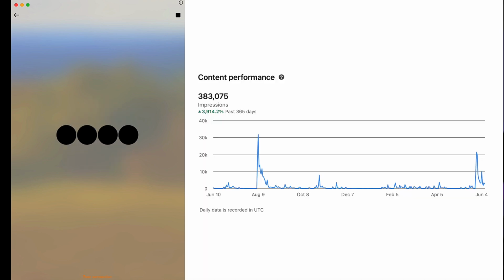Sure. The graph shows a total of 383,075 impressions over the past 365 days, with a significant increase of 3,914.2%. There are notable spikes in activity around early August and early June, indicating periods of high engagement. These spikes suggest successful posts or campaigns during those times. The rest of the year shows relatively lower and more stable engagement.